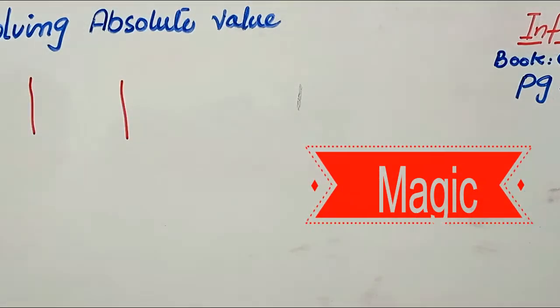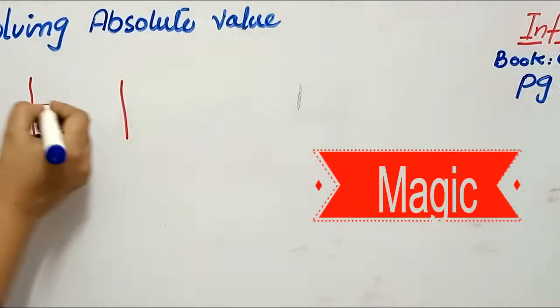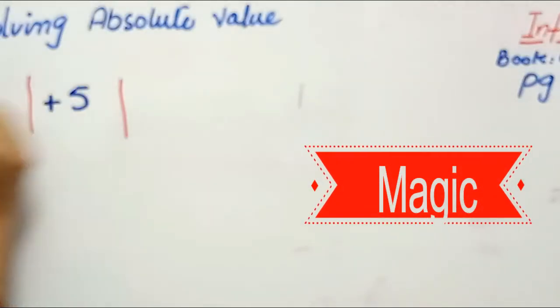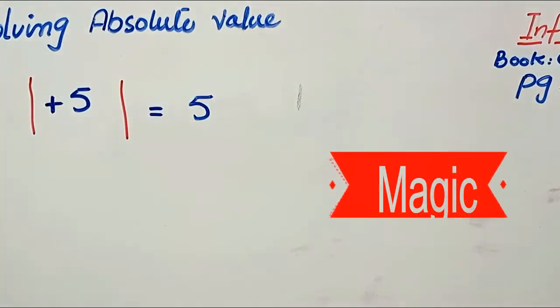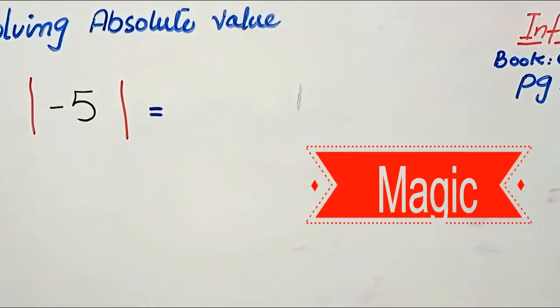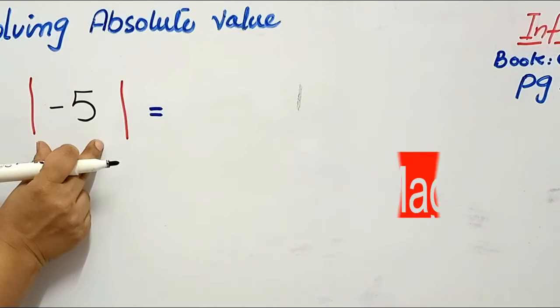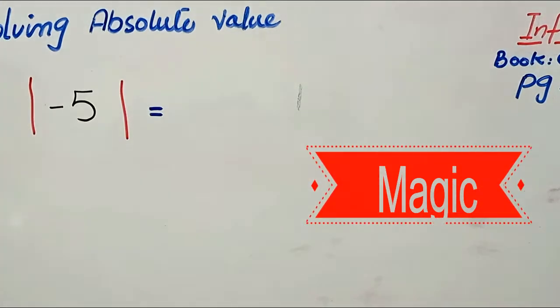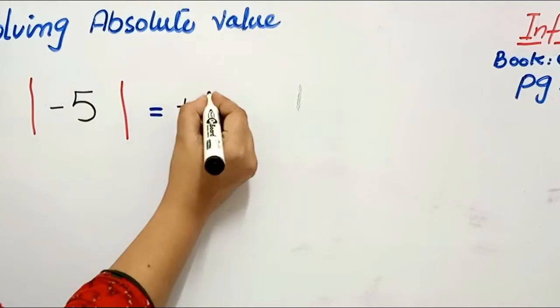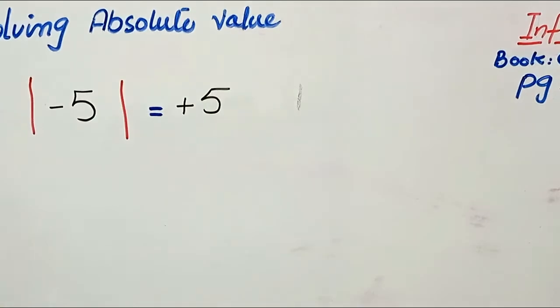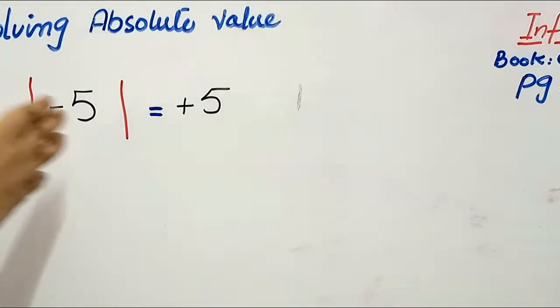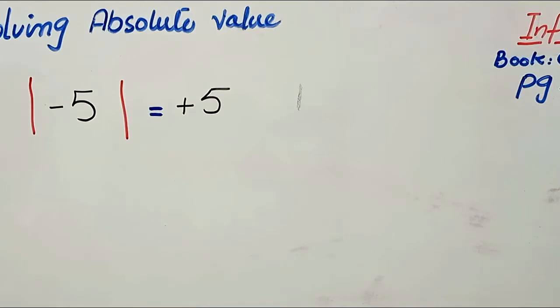Suppose you put positive 5 into it, then it gives you 5. Fine. When you put negative 5 into these bars, what happens? This gives you the magical positive 5. Yes, it converts all negative numbers into positive. So whenever we put a positive or negative number into it, it gives the positive number. Wow, what a magical absolute value it is.